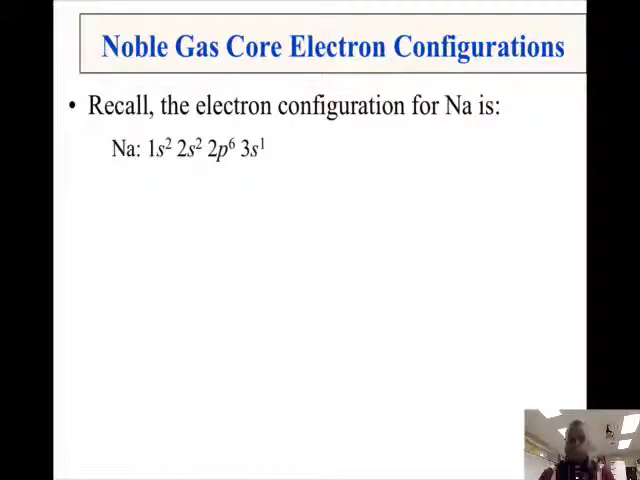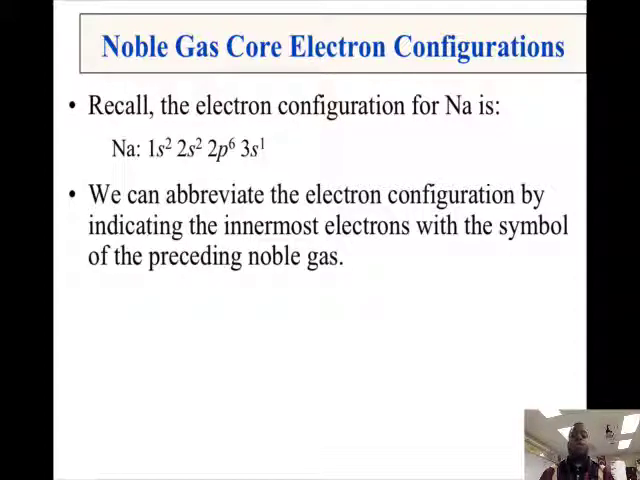Now, let's look at the sodium electron configuration. 1s2, 2s2, 2p6, 3s1. There's a way that we can actually shorten this by using what we call the noble gas configuration. Really, it's showing the noble gas that comes in the row before it, and then we're going to put the information that comes after that.